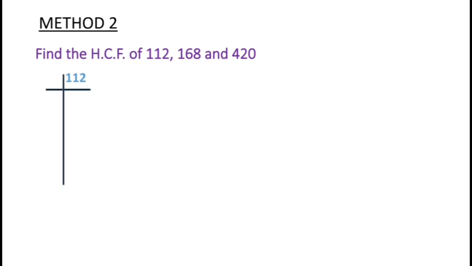Now let us take 2 table and divide 112. 2 5s are 10. 11 minus 10 we get 1, and 2 we take down. 2 6s are 12. What is the remainder? 0. So in 2 table we get 56 times.